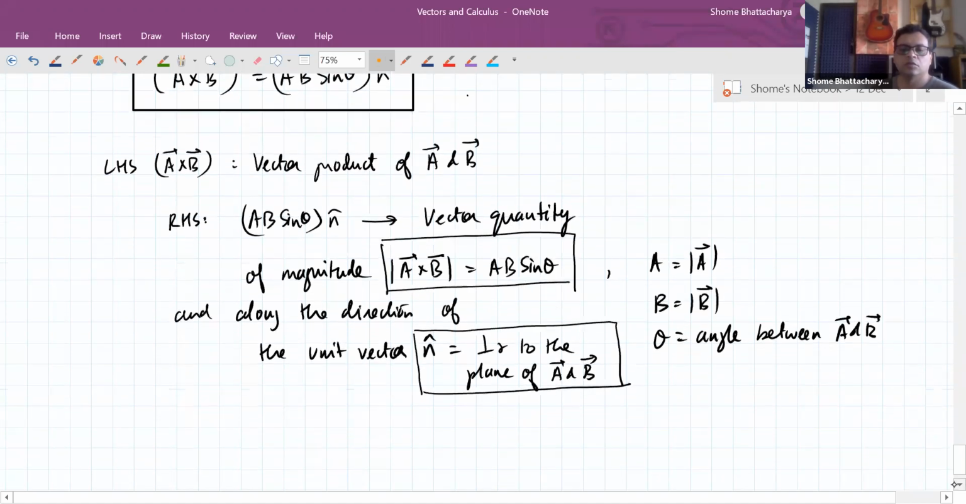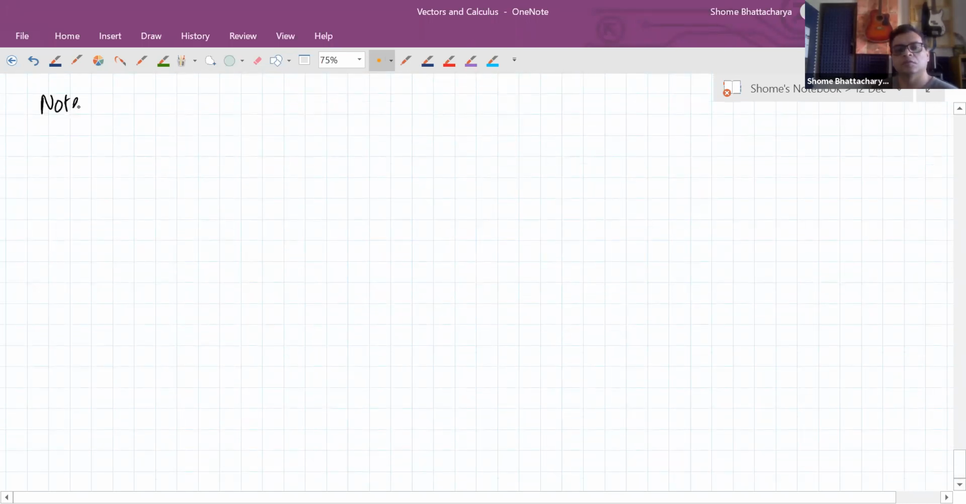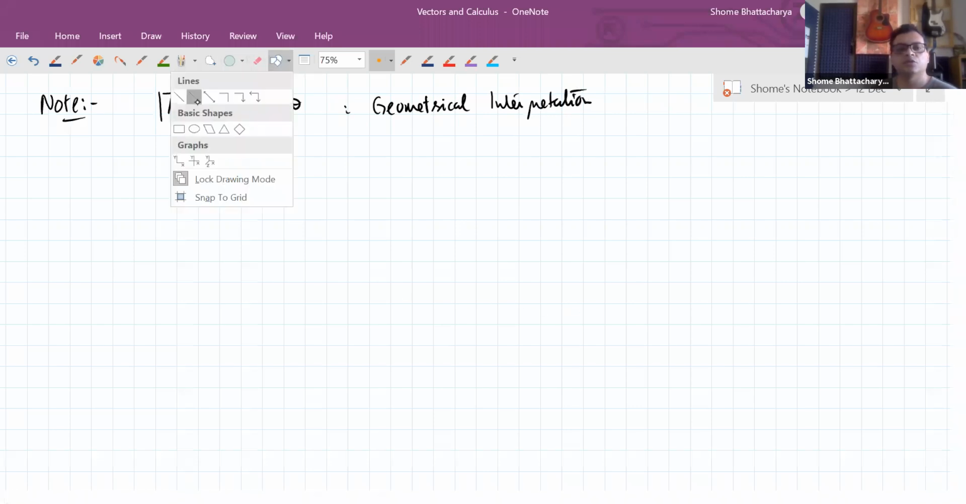Incidentally, the magnitude of A cross B, which is AB sine theta, has a special geometrical significance. Let's look at this, the geometrical interpretation of this magnitude of the cross product.